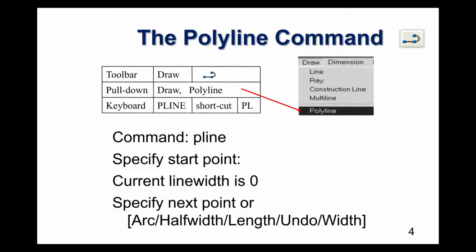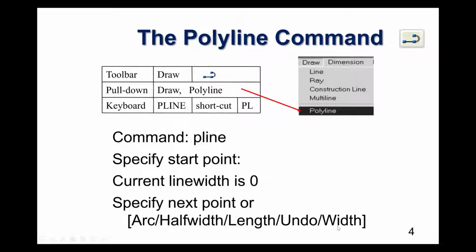Now, what is the command for polyline? It is pline or simply just pl. When you type pline or pl, the prompt sequence will ask you to specify the start point. It will also tell you what is the current line width. Notice that as it asks for the next point, you will be given a number of options of what you can do with the polyline, such as arc, half width, length, undo, and width.